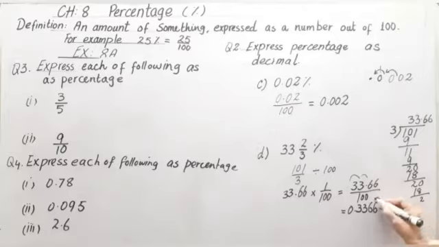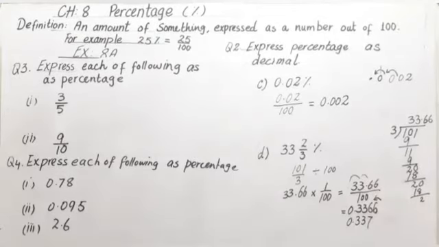So we round 0.3366 to 3 decimal places. This 6 changes the value of the third position, so it will be 0.337.